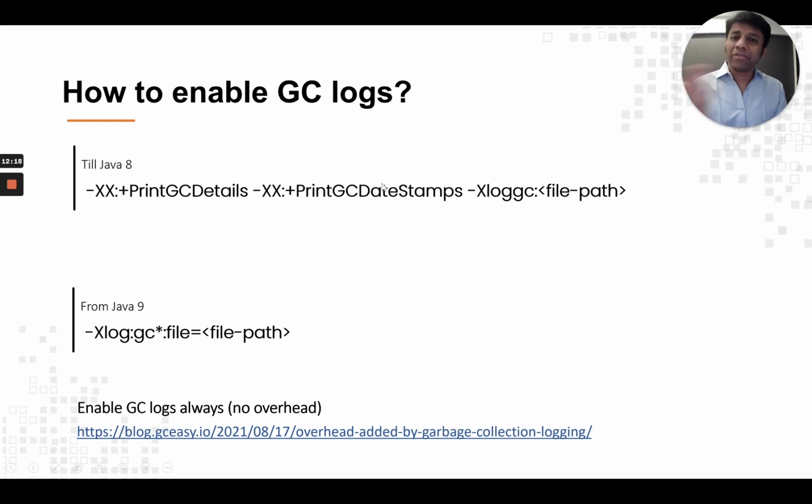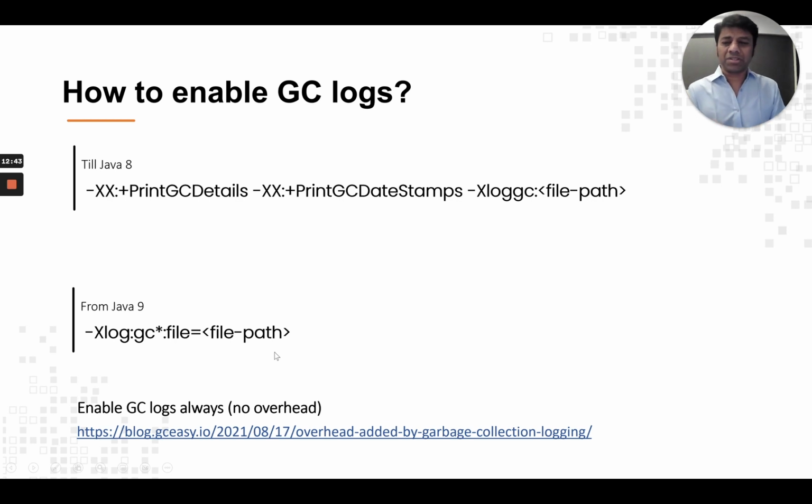For Java 8 or before, this is the argument you want to pass. If it's Java 9 and above, this is the argument you want to be passing. When you do this, the garbage collection log file is going to be created. And friends, this garbage collection log file is a very large file, and it has a lot of nuances. It's not very easy to understand and look at.